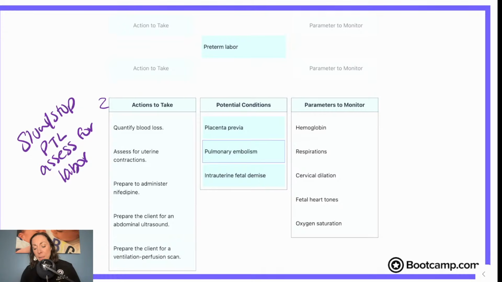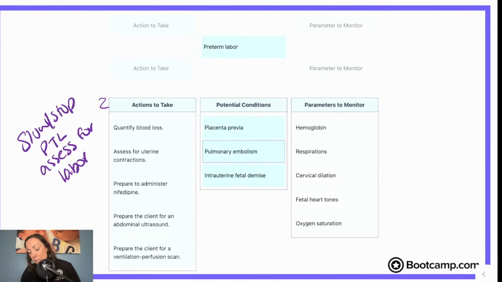And if we quantify the blood loss, that's not going to help us with these goals of slowing or stopping labor. It's not going to assess for labor, right? So while we might do all of these things, we want to pick the best two, which always makes it tricky, because all of these could be possible options that we would do.